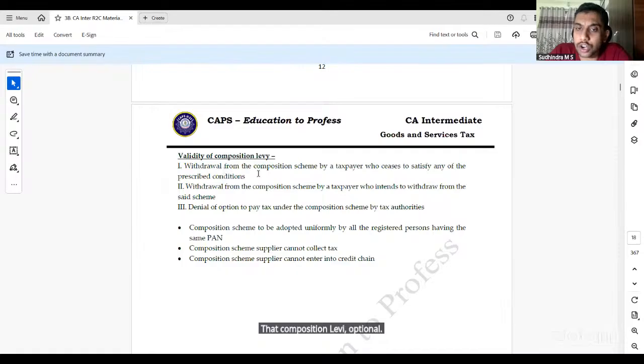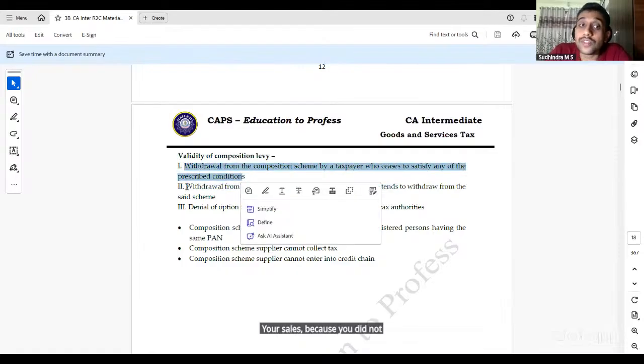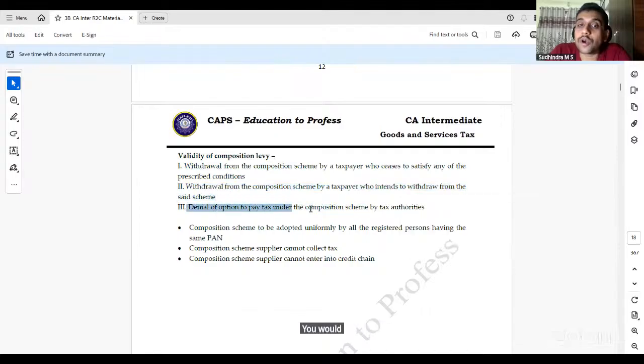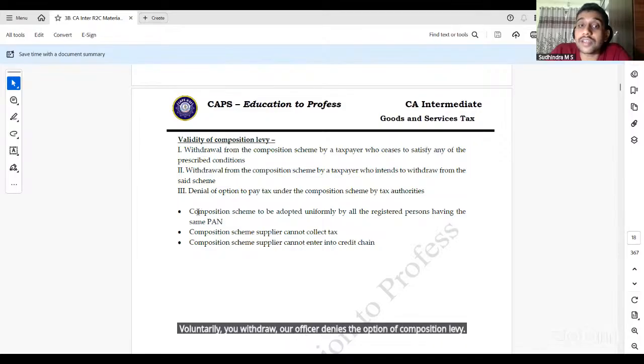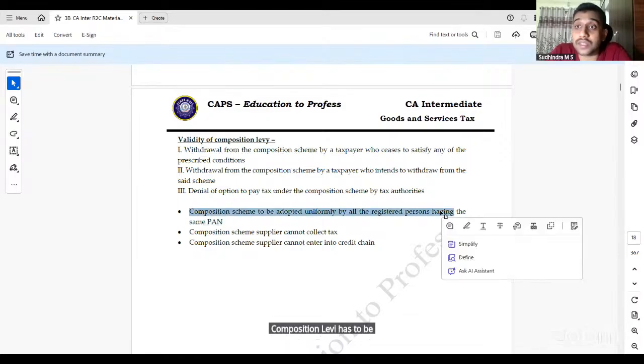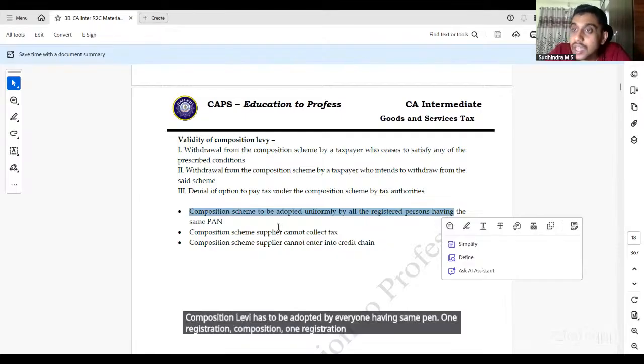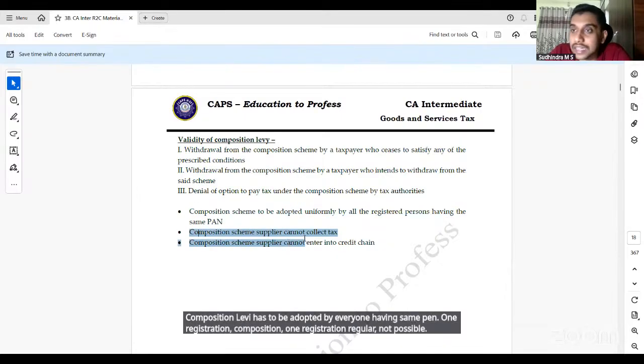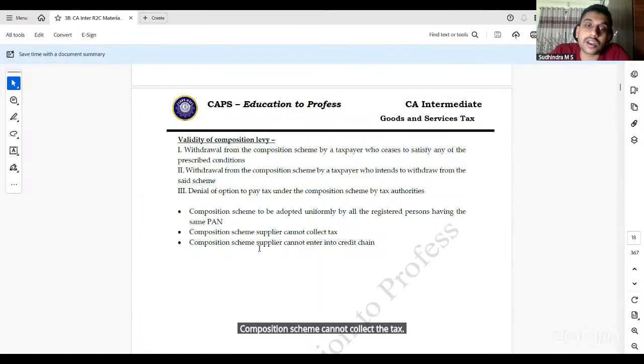Validity: it will be valid till you withdraw yourself because you did not satisfy one of the conditions, voluntarily you withdraw, or the officer denies the option of composition levy. Composition levy has to be adopted by everyone having the same PAN. One registration composition, one registration regular, not possible. Composition scheme cannot collect the tax. Composition scheme cannot claim ITC.